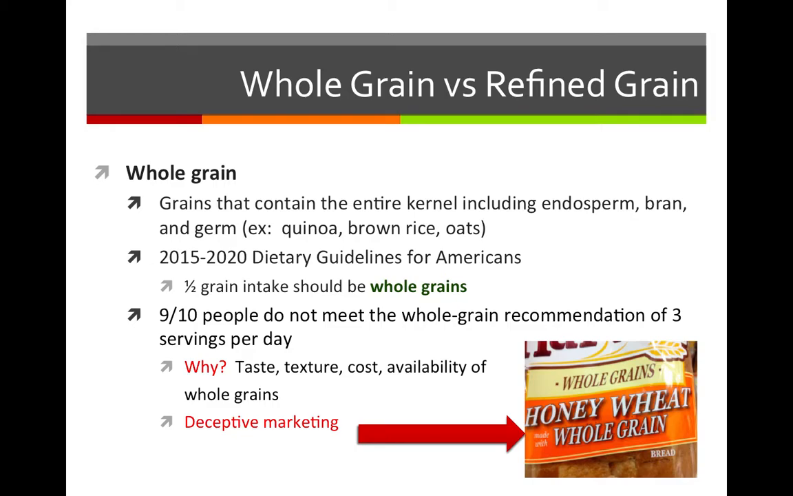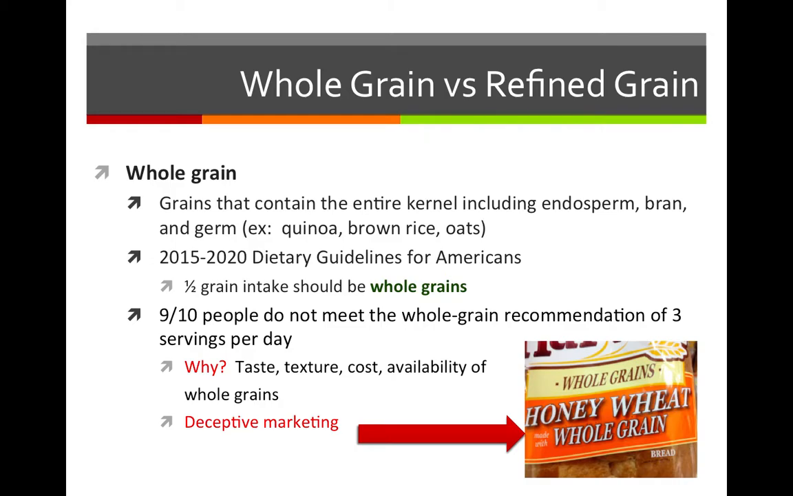Now, according to the 2015-2020 Dietary Guidelines for Americans, one half of our daily grain intake should be from whole grains. And unfortunately, most of us do not take in the recommendation of 3 servings of whole grains per day. This is for several reasons, usually including taste and texture preferences.